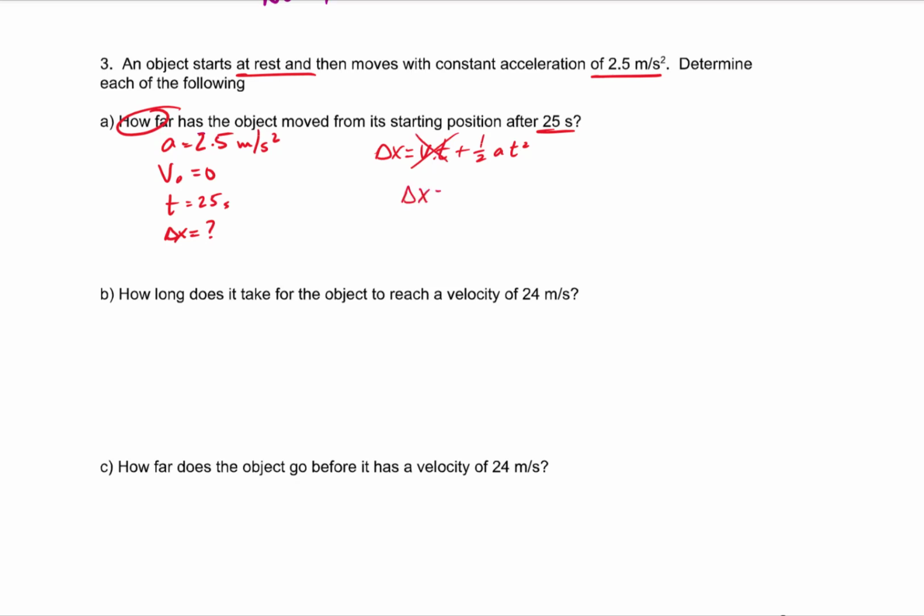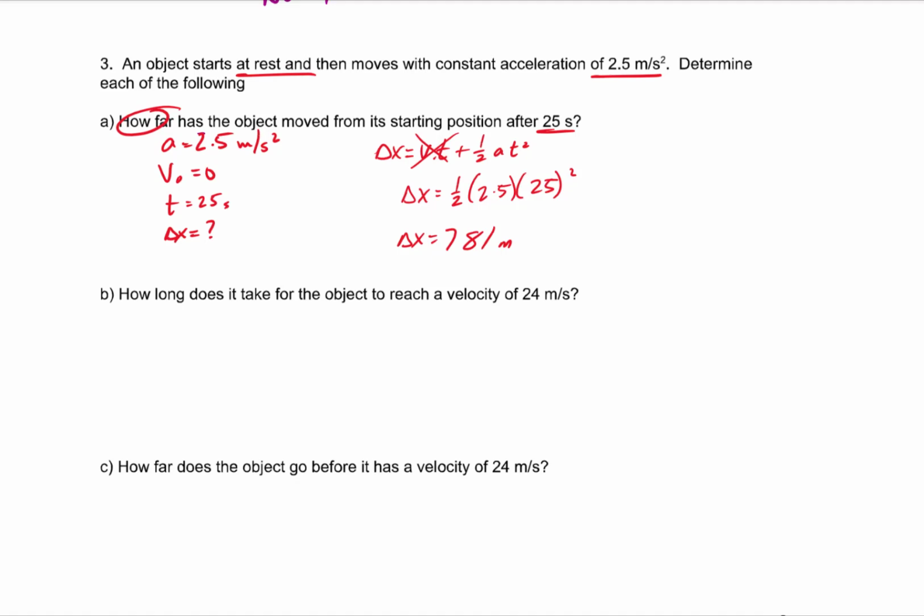So that leaves me with the equation delta x equals 1/2 at squared. So it's 1/2 times the acceleration of 2.5 times the time of 25 seconds squared. We put that in our calculators and we get 781 meters.